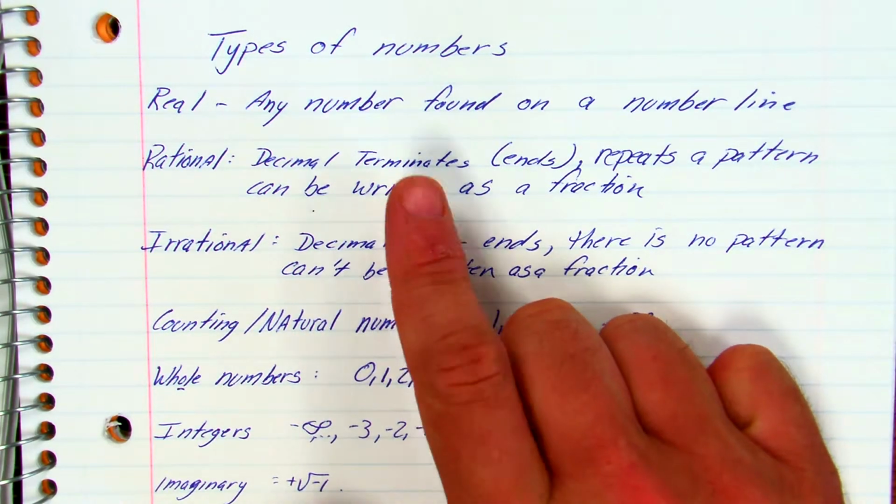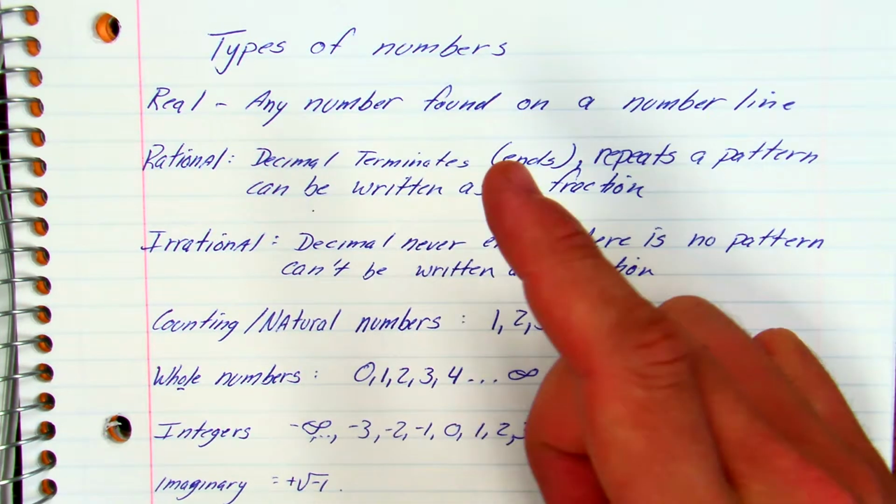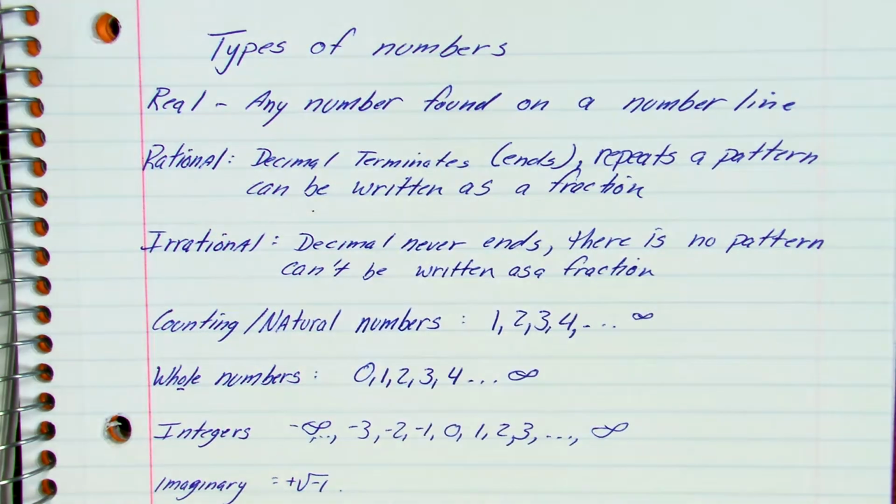So a rational number is a decimal that ends. Like 1.2 would be a terminated decimal, or a decimal that terminates. So the decimal doesn't go on forever. They can go on forever, but if they do, they're going to repeat a pattern. So 0.333333 would be repeating a pattern. 0.1212121212, that is also repeating a pattern. So those numbers would be considered rational numbers. Or it can be written as a fraction. Again, a fraction is a whole number over a whole number.